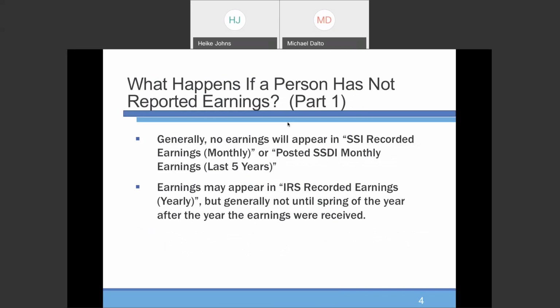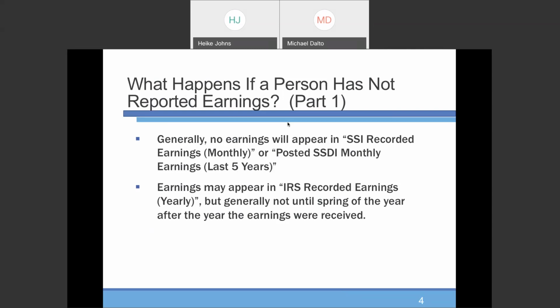So what happens if a person has not reported earnings? You know that they've had earnings or you suspect they have, but you want to figure out if they have reported earnings or not. Well, if they haven't reported their earnings, then generally no earnings will appear in the SSI recorded earnings monthly section or the posted SSDI monthly earnings for the last 5 years, because those sections only show data if the person has reported earnings and Social Security's entered them into their system.